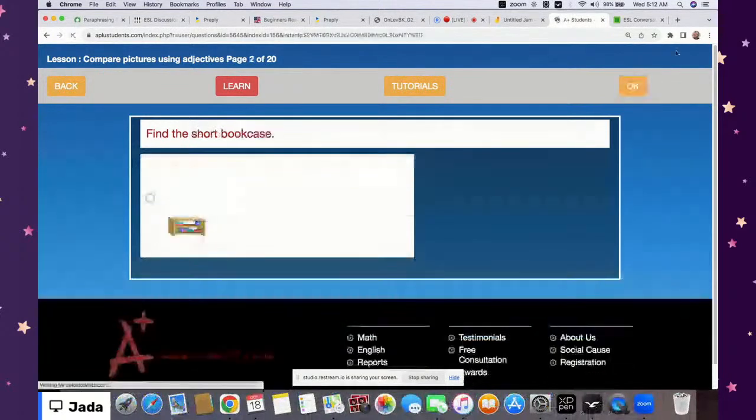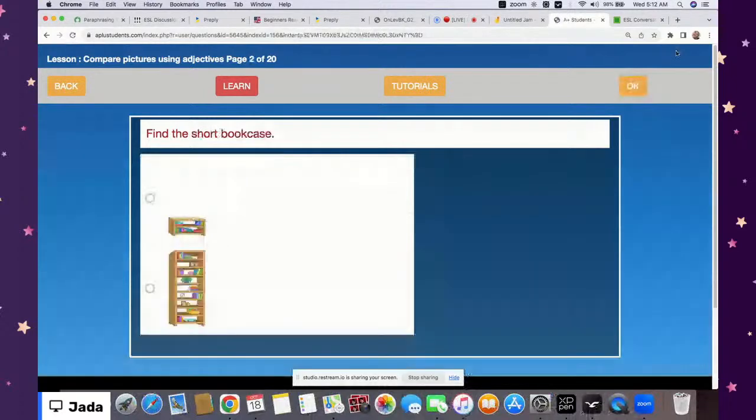All right. Now, find the short bookcase. The first one or the second? Which is the short bookcase? Do we have the first one or the second one for the short? What's our answer? The first one, yes, because the first one is the short one.